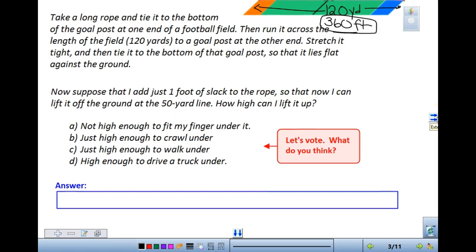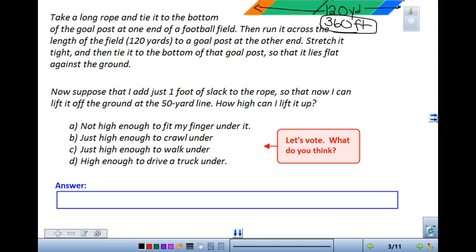You think it's not high enough to fit my finger under it? Like if I stand there and put my finger under, you think you could get down on your hands and knees and crawl under? Just high enough to walk under? Please circle one of these letters, A, B, C, or D. It's not wrong, but circle one. Or you think it's high enough for a truck to drive under.